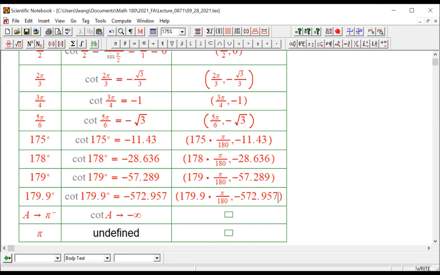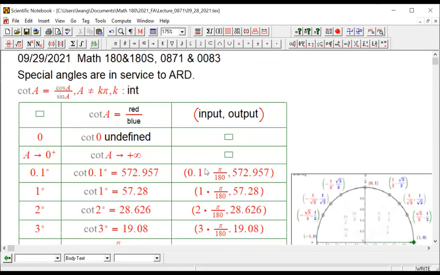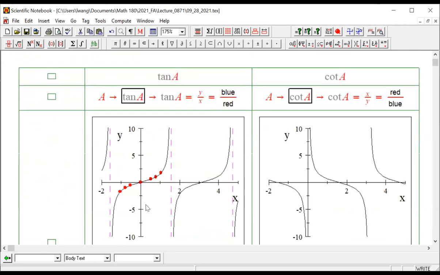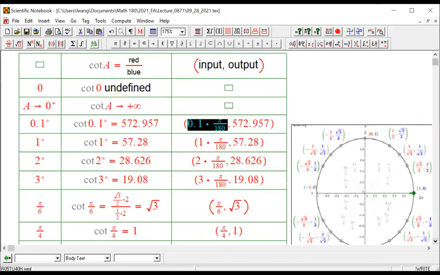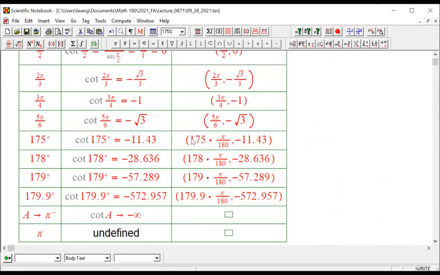Wonderful. Farouz got 0.1 degree converted to radian is 0.001745. So that will be the input. So this number is going to be the input. It equals 0.001745. So for 175 degree, he converted to radian. That's going to be 3.054 radian. Okay, thank you for doing this.